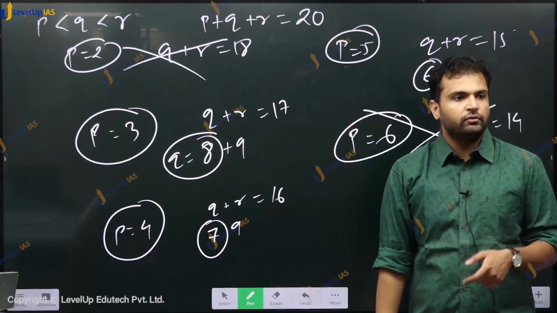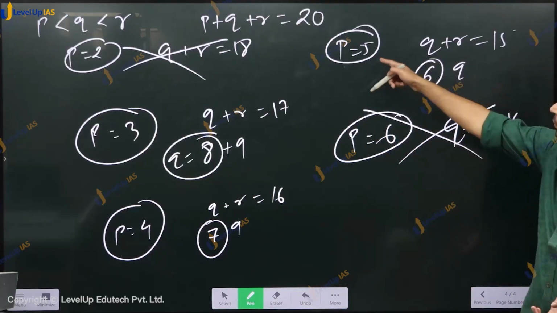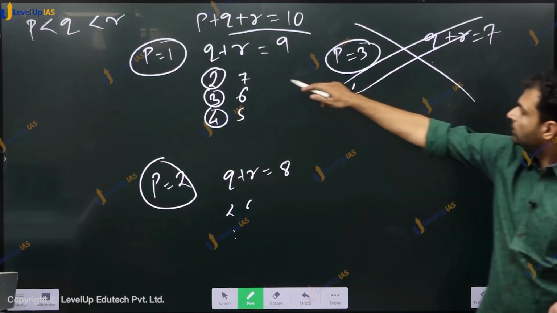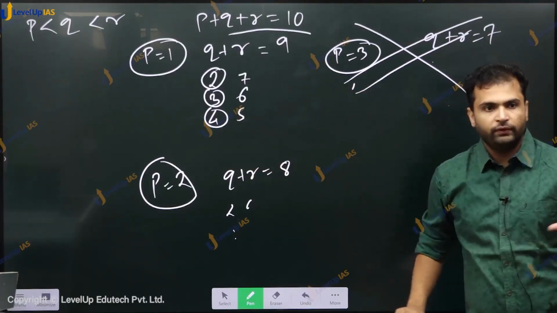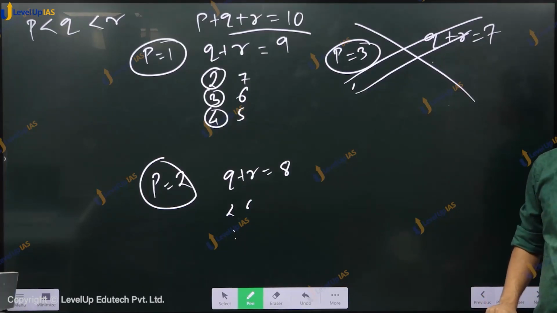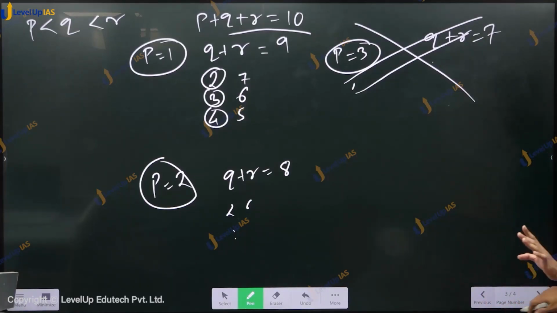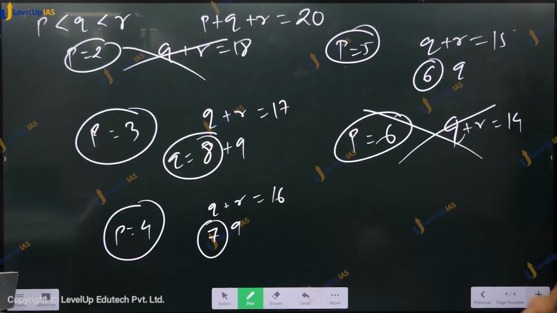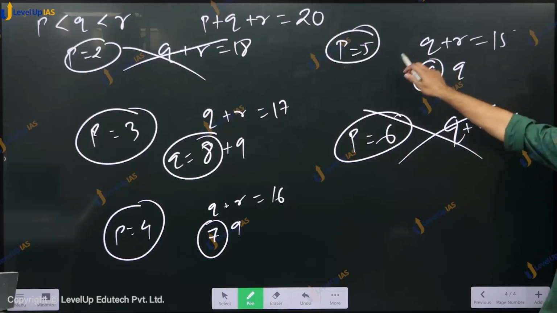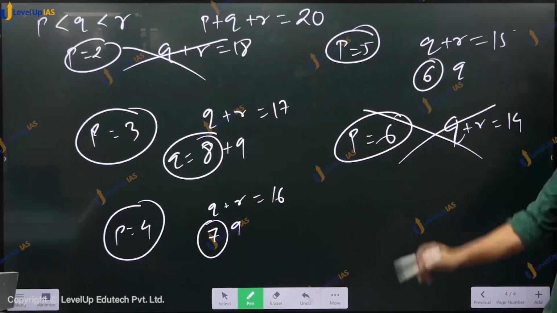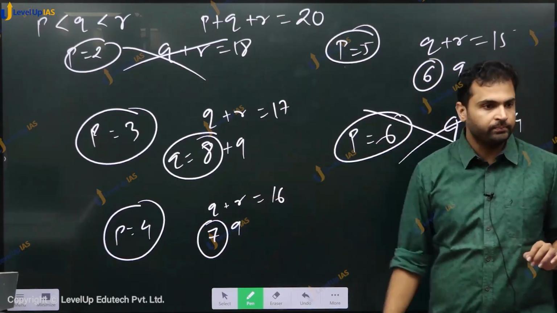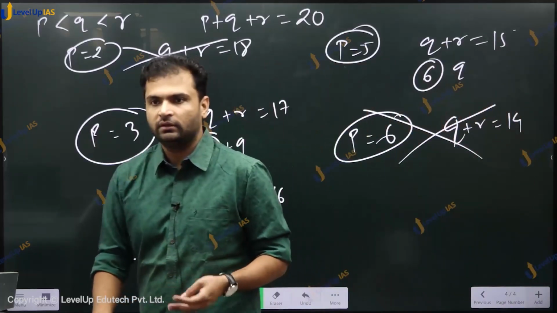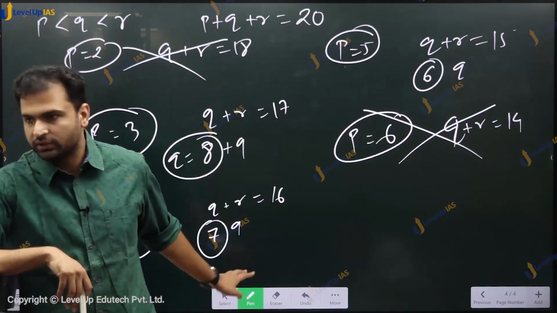So how many possible values of P do we have? Here, 1, 2, 3, and on the last page, 1 and 2. So 5 values of P. Is the statement correct? Yes. And how many possible values of Q are there? Here we have 2, 3, 4, and from here 6, 7 and 8. So 6 values. Is the statement correct or not? Yes. But to solve this question, you have to do all these things.